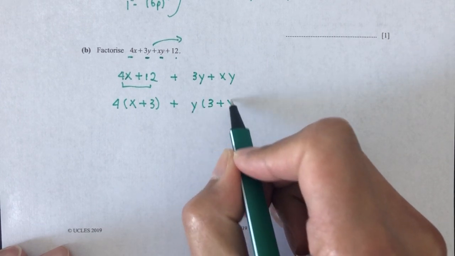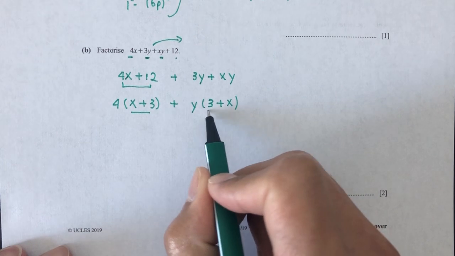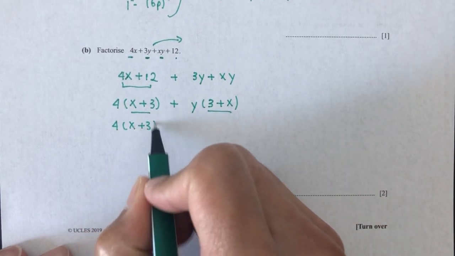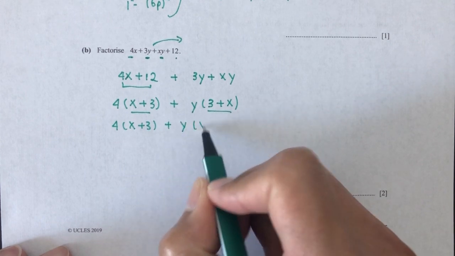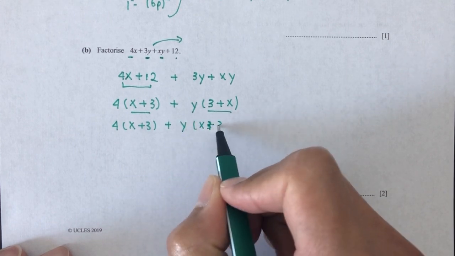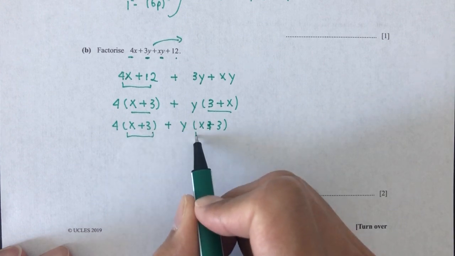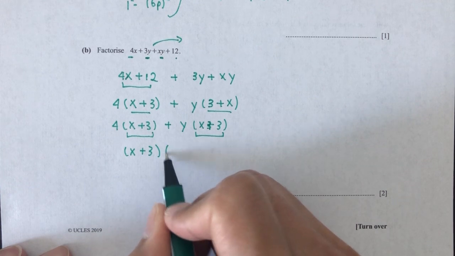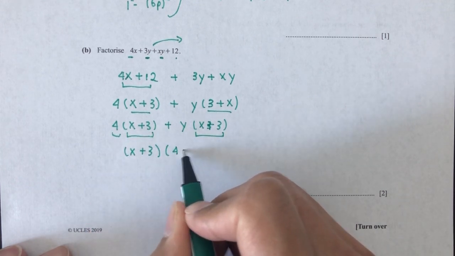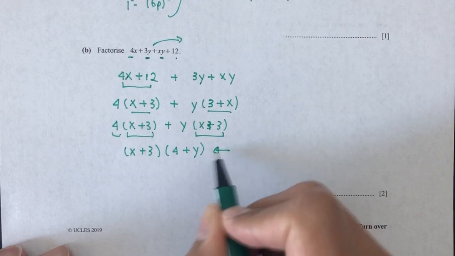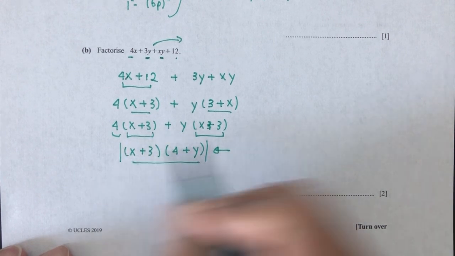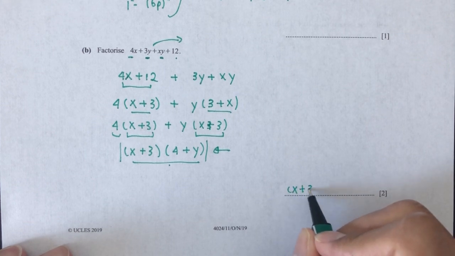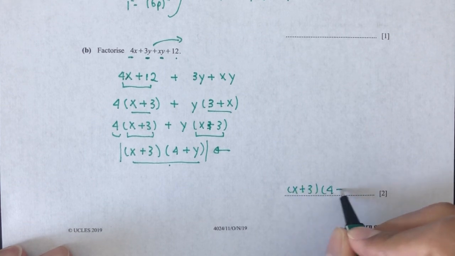3 plus x. So now let's rearrange these two, so this one. So we have 4(x plus 3) plus y(x plus 3). So we see this and this are the same, so we take it out, we have x plus 3. And remaining, we have 4 plus y. So your answer for this question is this, which is (x plus 3) times (4 plus y).